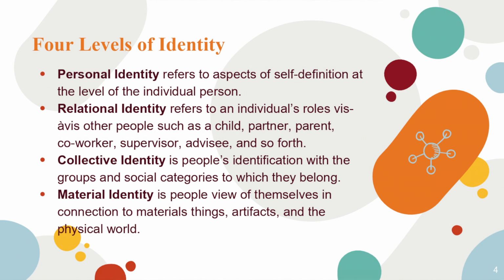Social identity theory focuses on identity at 4 different levels. Personal identity refers to aspects of self-definition at the level of the individual person. These may include goals, values, religious or spiritual beliefs, and personal standards for behavior and decision-making. Relational identity refers to an individual's roles vis-a-vis other people, such as child, partner, parent, co-worker, supervisor, advisee, and so forth.